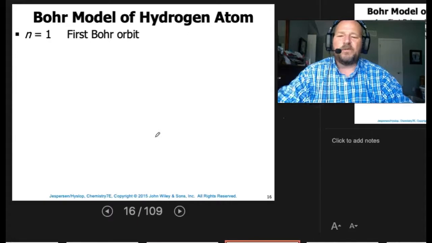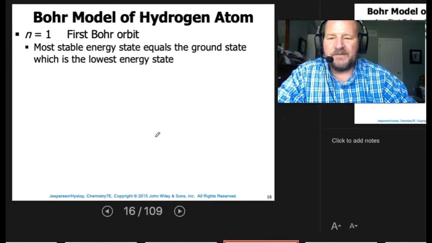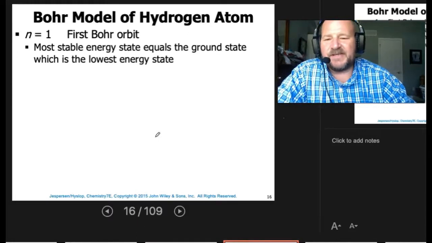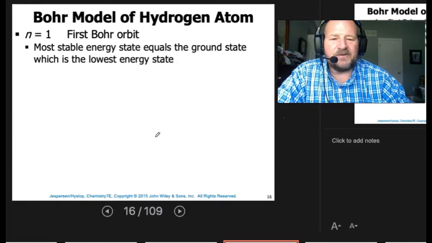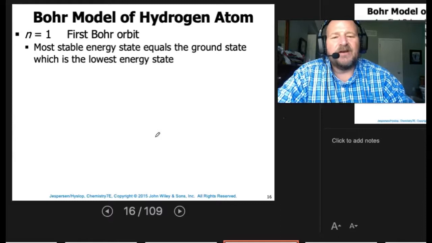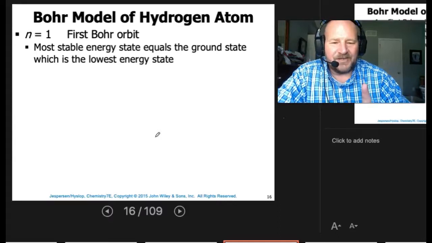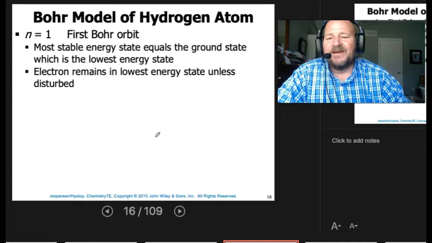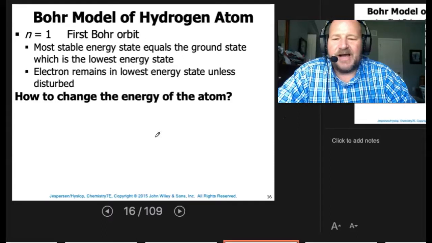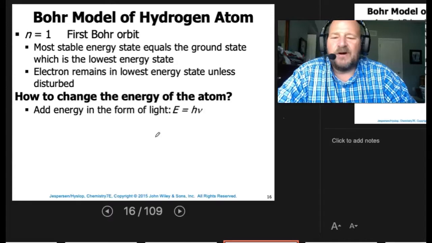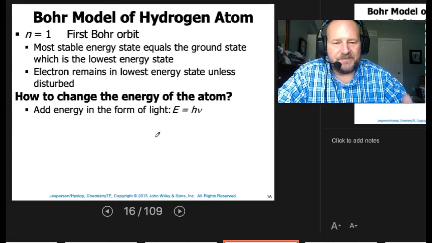So for the Bohr model then, when n equals 1, we have the first Bohr orbit. So this is the most stable energy state. It equals the ground state, which is the lowest energy state. Now remember, this only works with hydrogen, and hydrogen would only have one electron. Okay. The electron remains in its lowest energy state unless disturbed. So how do we change the energy of the atom? Well, we're going to add energy.